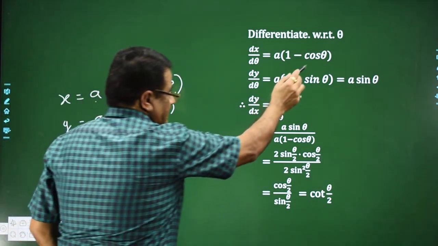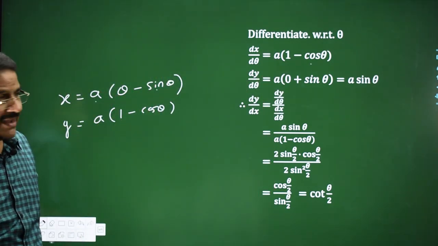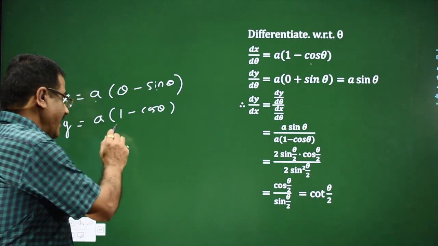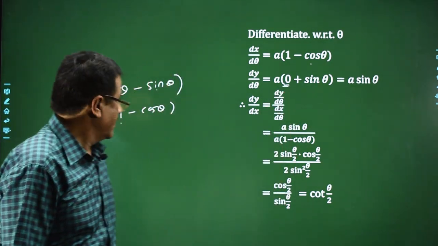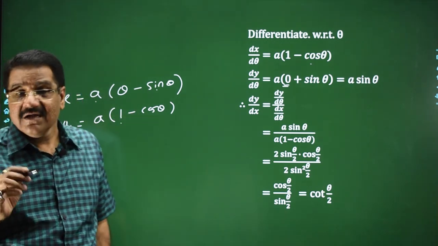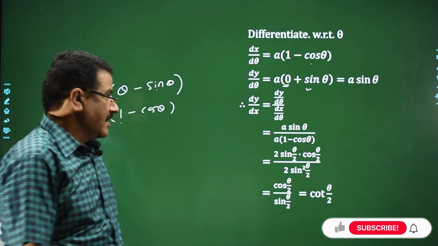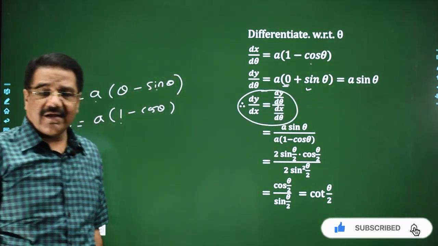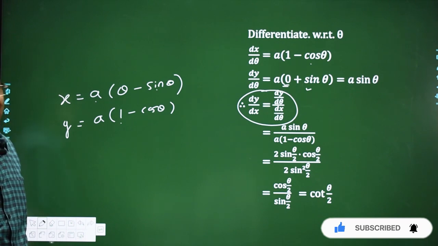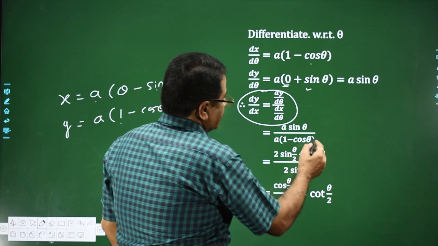The derivative of sin theta is cos theta. Then y is equal to a into bracket 1 minus cos theta. So, 1 is a constant term and that is why its derivative is 0, and the derivative of cos theta is minus sin theta. So, minus of minus becomes plus. Now, this formula is to be applied for parametric differentiation: dy by dx is equal to dy by d theta upon dx by d theta, just by putting in all these values.